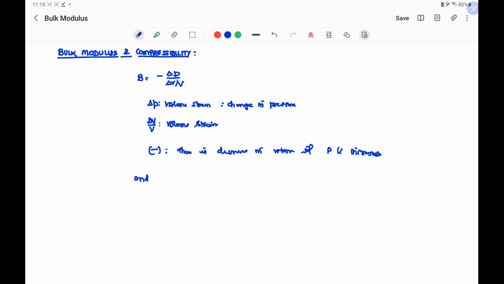And compressibility is defined as K equal to inverse of the bulk modulus. So we will do some problems based on these two concepts of the bulk modulus, which is the ratio of the volume stress and volume strain, and the compressibility, which is the inverse of the bulk modulus.